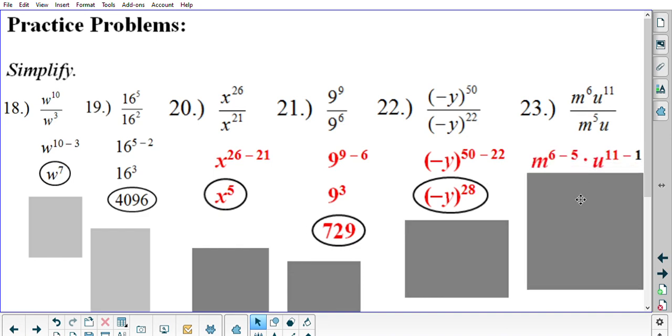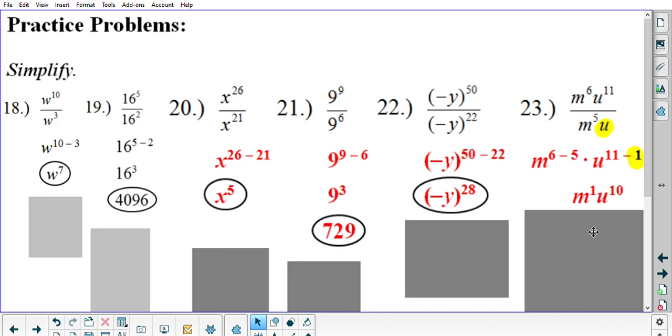Number 23, the like bases, let's do them separately. M to the 6th over m to the 5th, you can subtract their exponents. U to the 11th over the u. Now, remember what you've learned before. When you see a variable and you don't see an exponent on it, that is the same as that variable to the 1st power. And that's why you're going to be doing 11 minus 1 when you subtract the exponents of the variable u. All right, let's finish this.